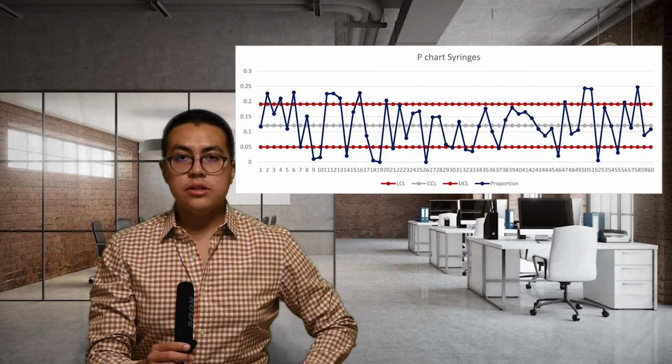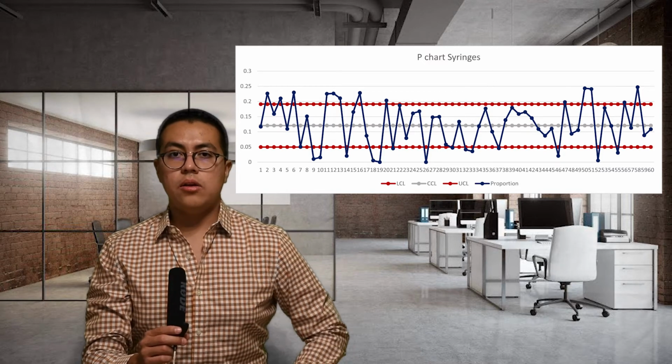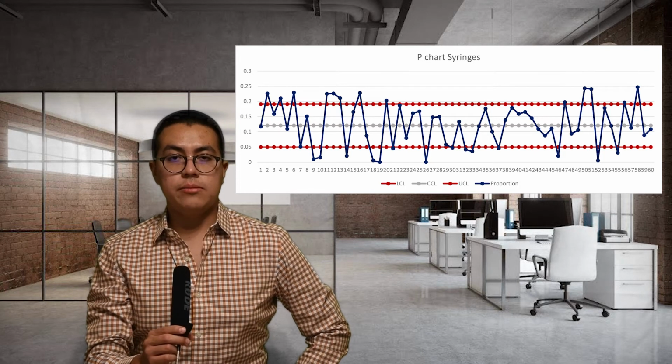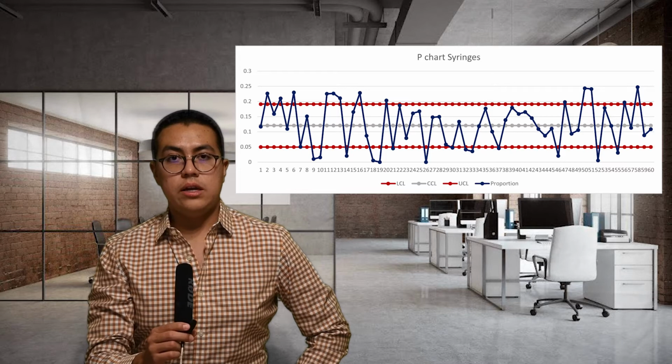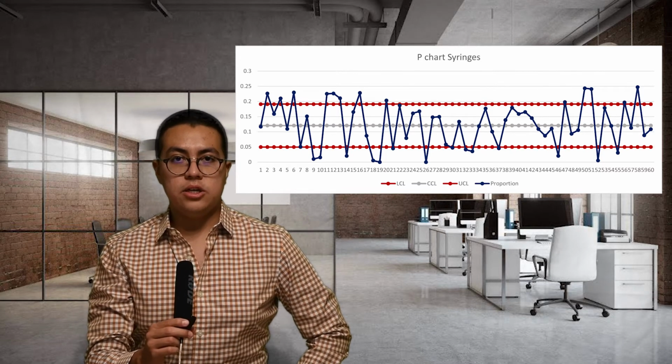To finish, we go with the P graph of the syringes. So as you can see in this graph, there are many points that fall outside of both the upper and lower control limit. This indicates that it is a manufacturing process that is outside of statistical control, and it should be intervened right away. It's imperative that it is changed right now.